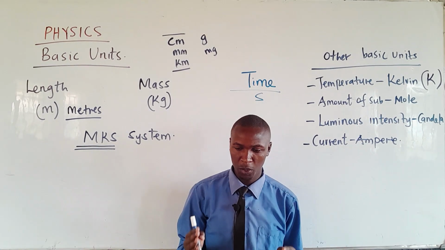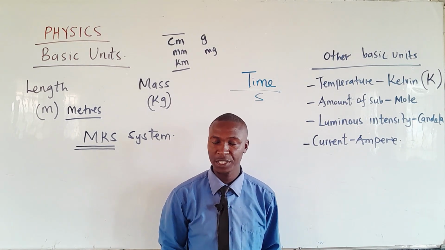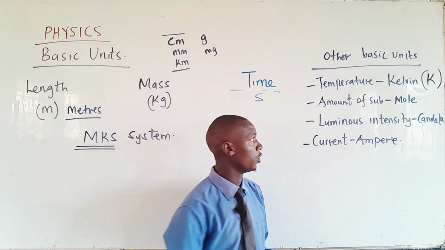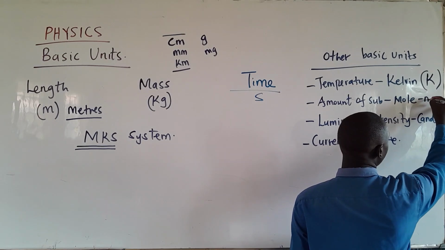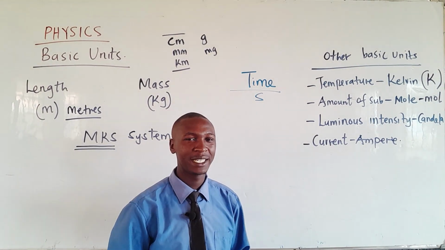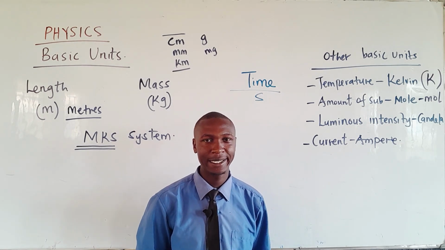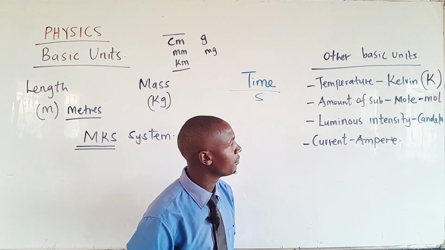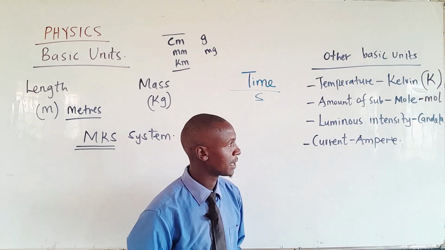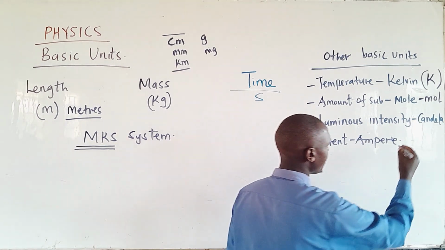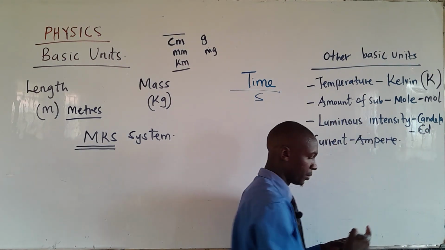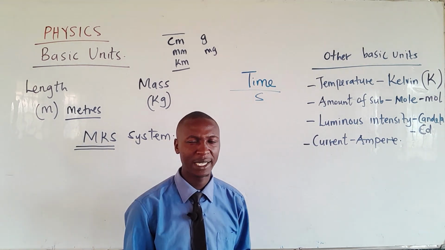We also have amount of substance. If you want to know the amount of substance in a given object, its unit is the mole, represented by mol. The unit accepted internationally is the mole. We also have luminous intensity, represented by the basic unit known as candela, or sometimes cd, small c, small d, to represent the luminous intensity.